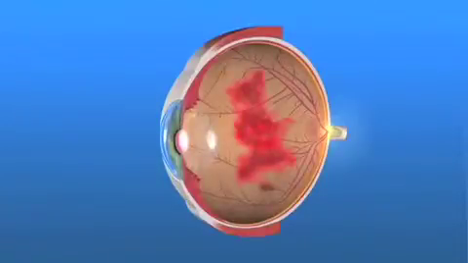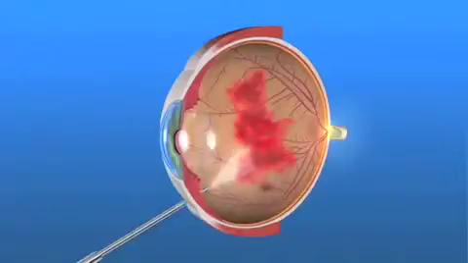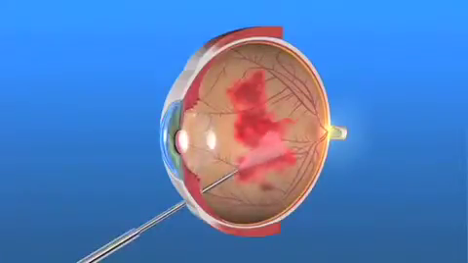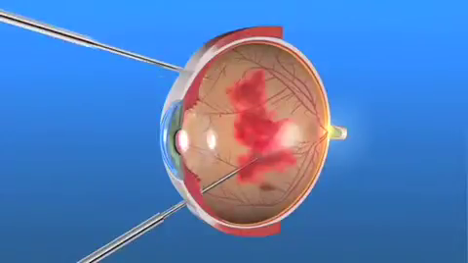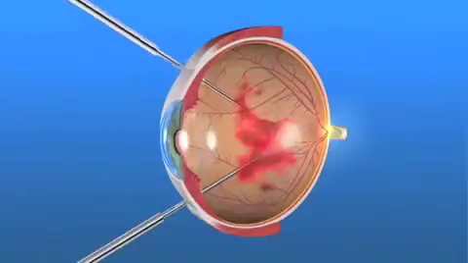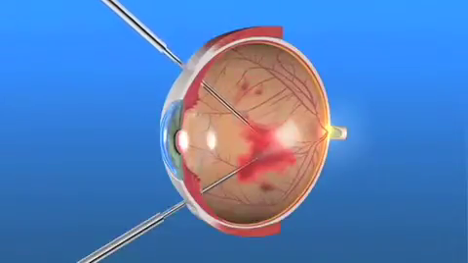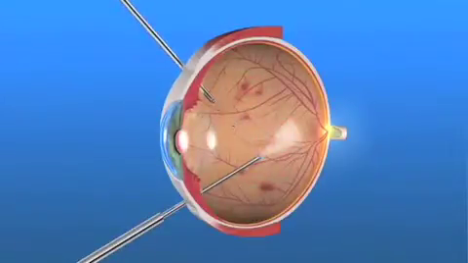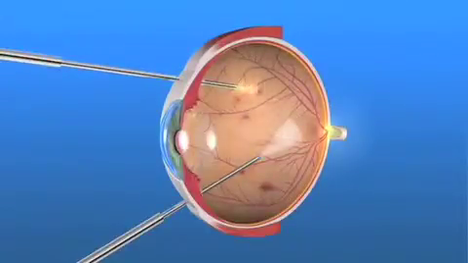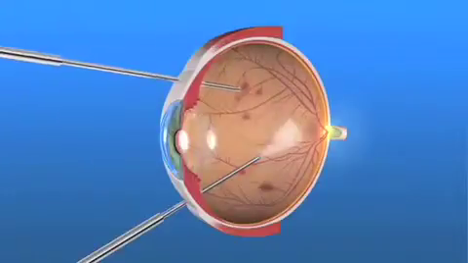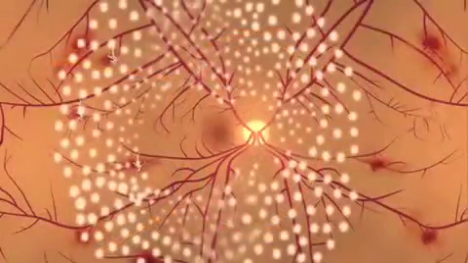Vitreous surgery, or vitrectomy, is usually performed in the operating room on an outpatient basis. An operating microscope and small surgical instruments are used to enter the inside of the eye. Blood and scar tissue are removed. At the same time, a laser may be used to prevent further bleeding and abnormal blood vessel growth.